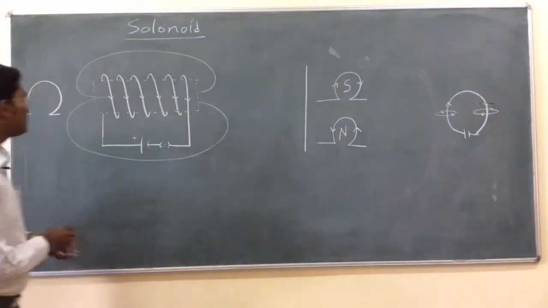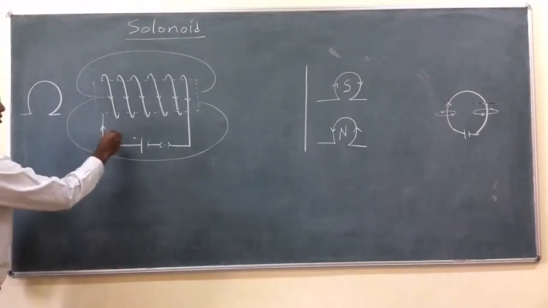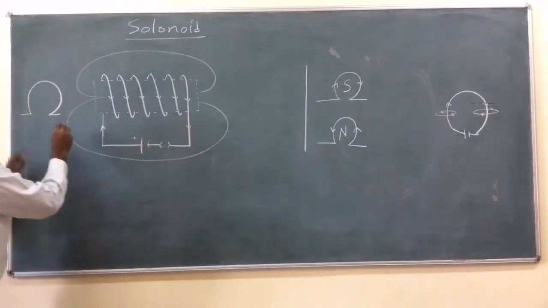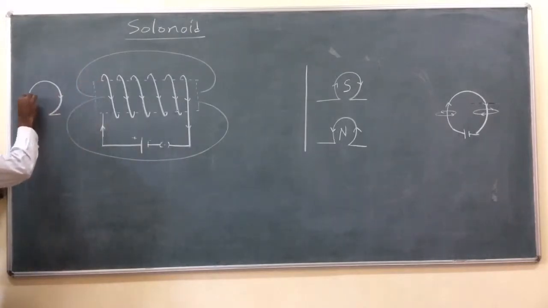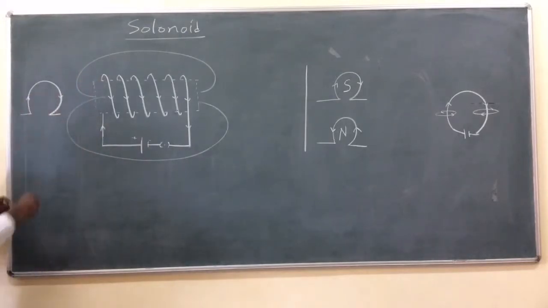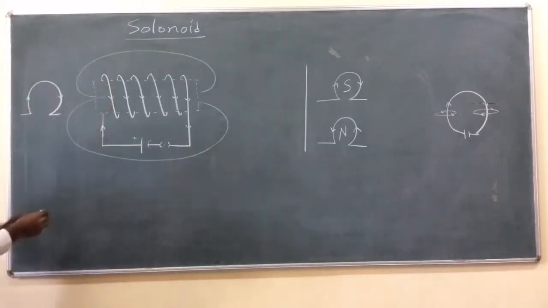Now if you observe this carefully, we get that the direction of the current in this loop is clockwise. So which pole will be formed at this end? Yes, south pole will be formed at this end.